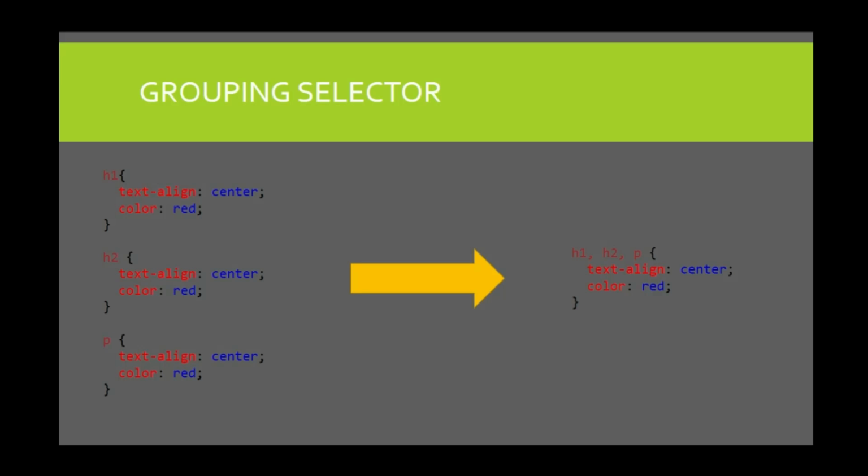The next one is grouping the selector. For example, we have 3 parts: selector H1, selector H2, and selector P.